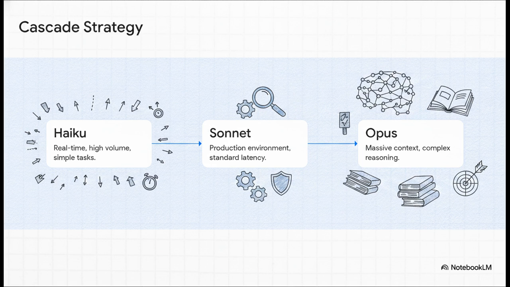Do you have a real-time need with extremely high volume and very simple tasks? Go with Haiku. Is it a production environment where quality truly matters but standard latency is totally fine? Choose Sonnet. Does the task involve massive context, highly complex reasoning, and mission-critical accuracy? Boom! That's when you deploy Opus.